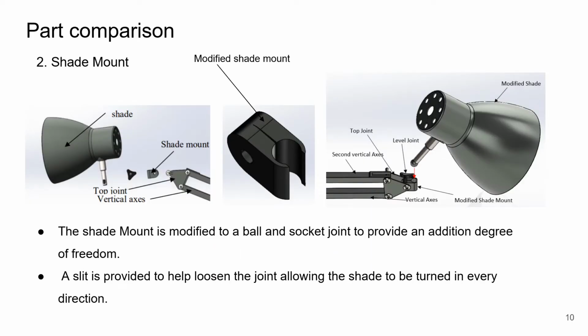Here we look at another module designed for our secondary customer group, in which the shade mount and the shade has been modified and replaced with a ball and socket joint as opposed to a hole and shaft arrangement. Here, the mount is provided with a small cut in order to allow for tightening and loosening, as well as the ball and socket joint provides an extra degree of motion, allowing the shade to be turned in a 360 direction.